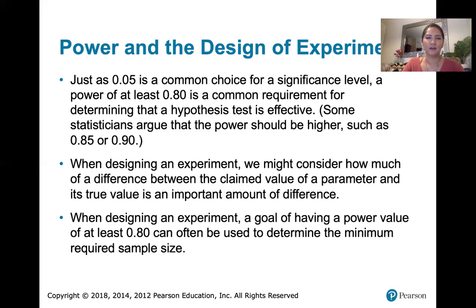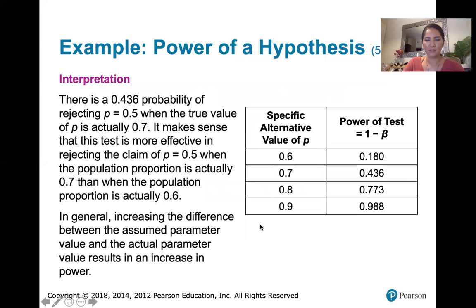I just wanted you to be aware of what power is and of the relationship between power and those choices of the population parameter, p, that are actually occurring, and the population parameter that is claimed in the null hypothesis. As the difference goes up, the probability of making the correct decision and correctly rejecting the null also goes up.